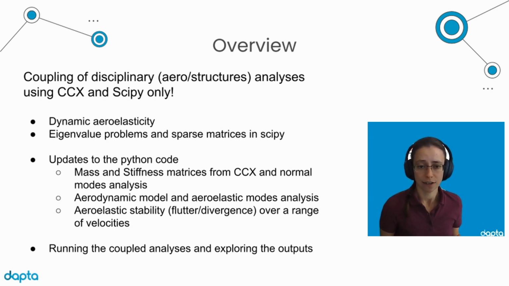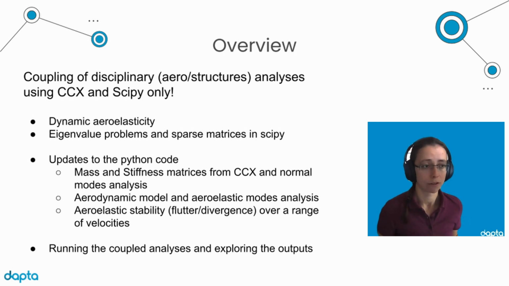So to do this, we're going to start first looking at some of the approaches that are typically used to solve these sort of problems. And then how we can implement those approaches in our code. So the first thing we need to do is extract the mass and stiffness matrices from our CCX model. And then we can already do a normal modes analysis.